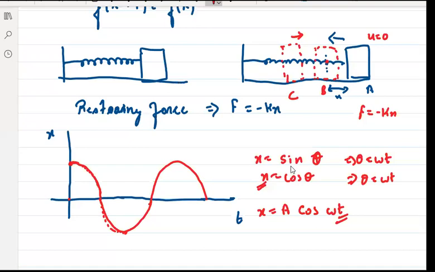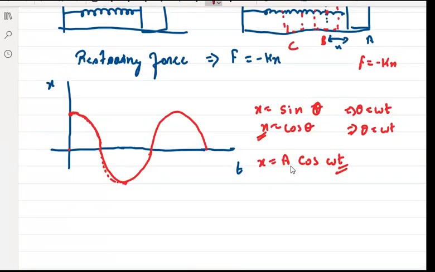So this is the intuitive relationship. Yes, we can transform to sine also. Now, think about it. We want to verify whether this is the correct relationship. How to do that? Let's see. We know that if x is the position, then dx by dt will be equal to what?